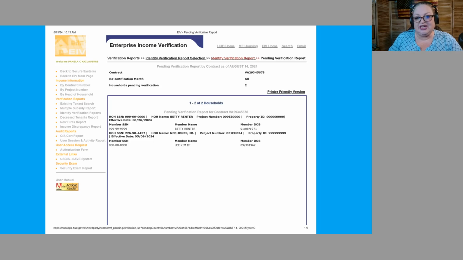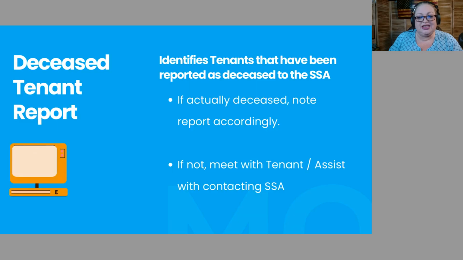Here is an identity verification report. This is what you're going to see if there's a problem. You click on it, and then it will tell you that there is an issue. Again, these are not actual tenants. These are numbers and dates for this presentation.